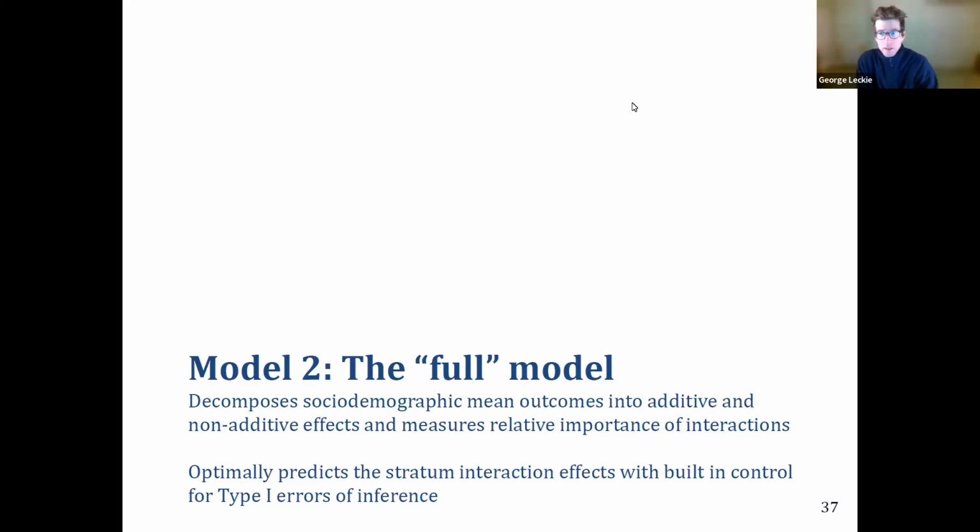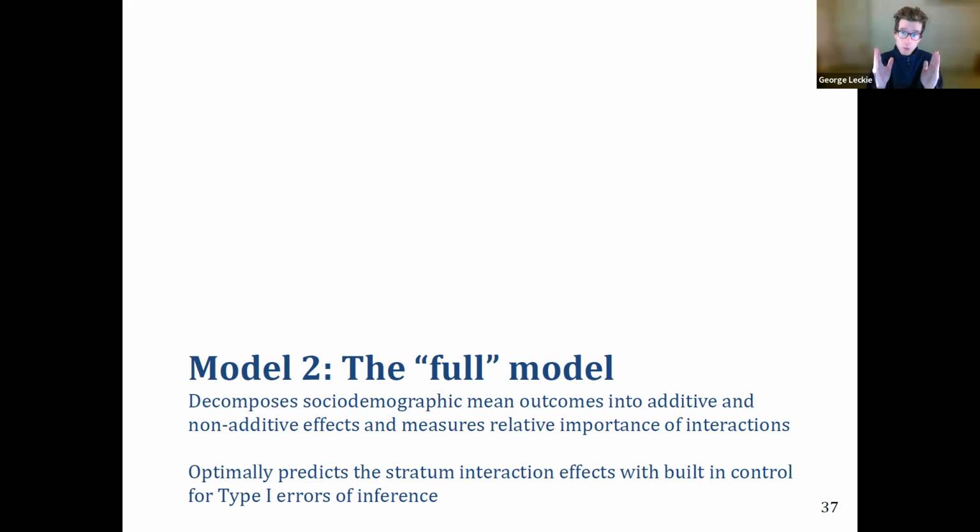So now we're ready to discuss Model 2, the full model. This model extends Model 1, and what it's going to do is introduce the main effects of the 5 sociodemographic characteristics: sex, race, education, income, and age. By introducing the main effects, we're going to decompose the total stratum means that we'd be modelling and predicting. We're going to decompose each of those into 2 parts.